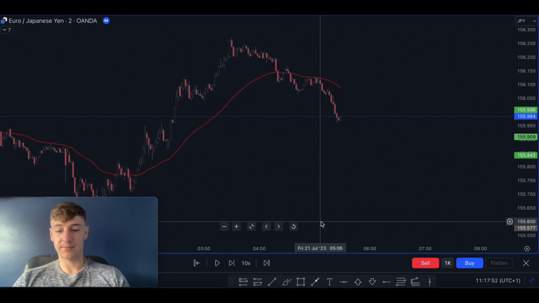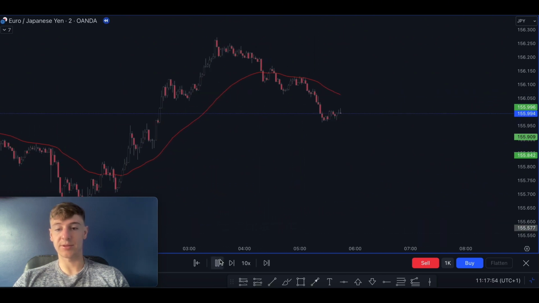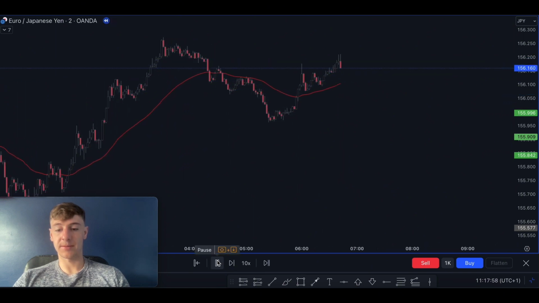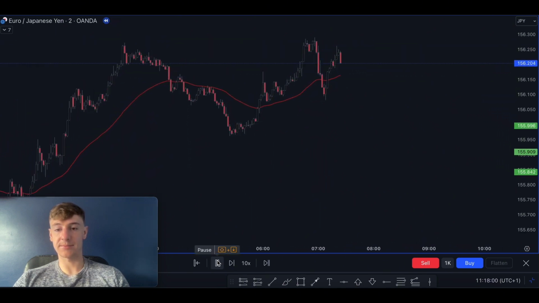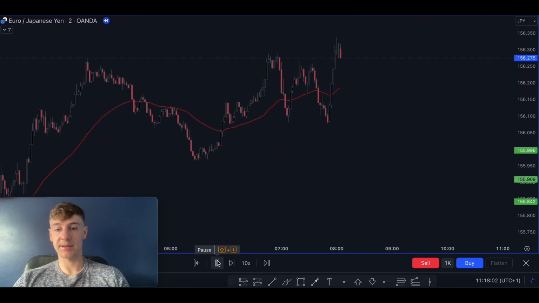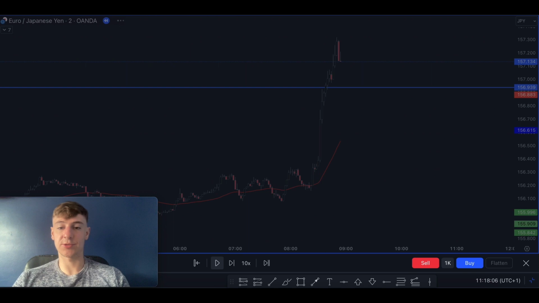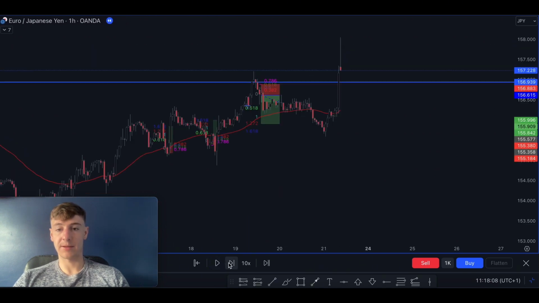Entry could have been here. Actually, that's 5 in the morning. I don't think I'd be trading that time anyway. We'll wait for London to open around 8 o'clock. That's when the momentum comes in. Breakdown. No, so no entry. Go back up at these highs.